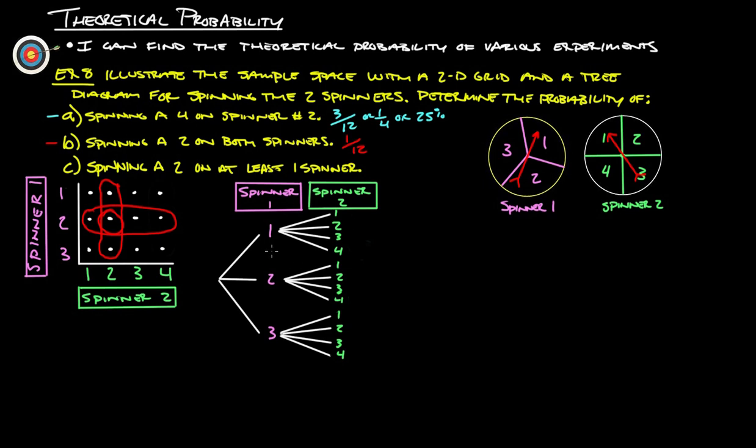Okay, if we were to do that on the tree diagram, that would be spinning a 2 on the first one and spinning a 2 on the second one. That would be this here, and that is also only 1 of the 12 possible outcomes. Okay, so that's how you could calculate spinning a 2 on both spinners with a 2D grid and a tree diagram.